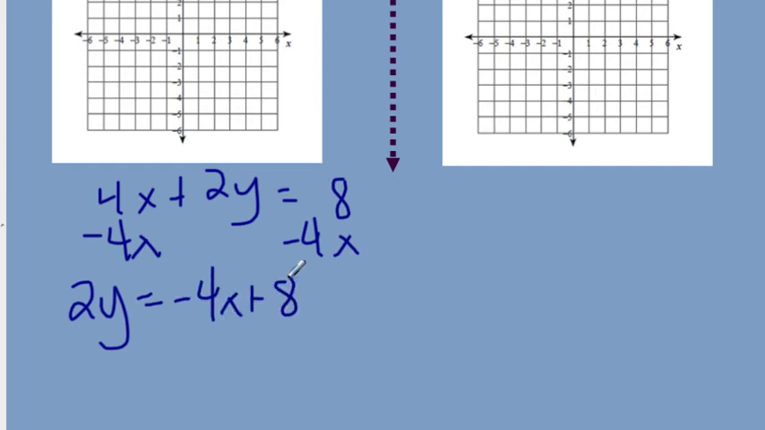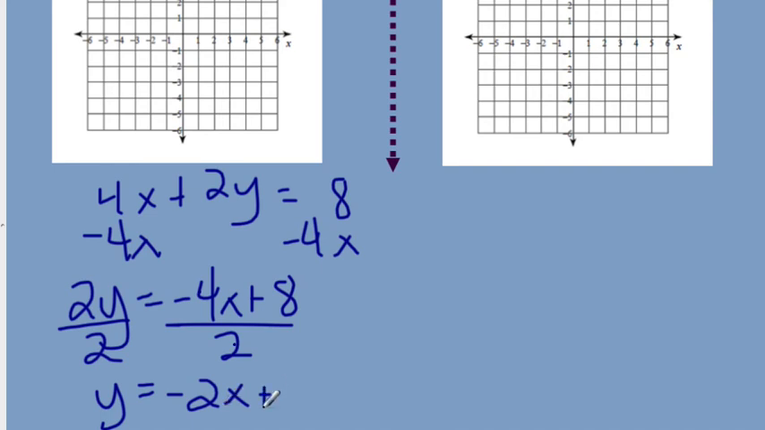Now, I like to write my x first because that makes it look like slope-intercept form. The last thing I need to do is get that y by itself. Since that 2 is being multiplied by y, I'm going to divide both sides by 2. And when I do that, I get y is equal to negative 4 divided by 2 is negative 2x. But I also have to remember to divide that 8 by 2 as well. 8 divided by 2 is 4.